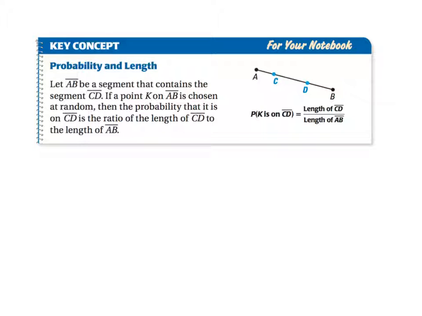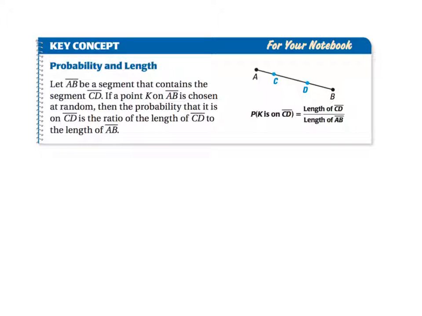If point K on AB is chosen at random, so I'm picking any point on segment AB, then the probability, so the likelihood that it is on CD, is the ratio, which means fraction, of the length of CD to the length of AB. So the probability that K is on CD is the length of segment CD over the length of segment AB.